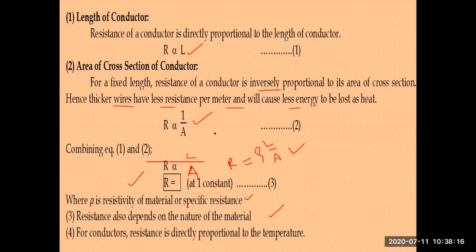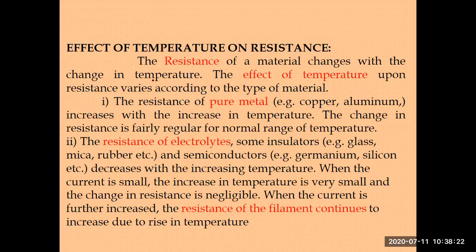If you look at the next one, on how the resistance of a conductor increases, this is the most important point to understand: the effect of temperature on the resistance. Sometimes you are asked to explain why the resistance of conductors increases with the increase of temperature. But in the case of a semiconductor, the resistance decreases with the increase of temperature. So this is the reverse behavior between the two types of substances.